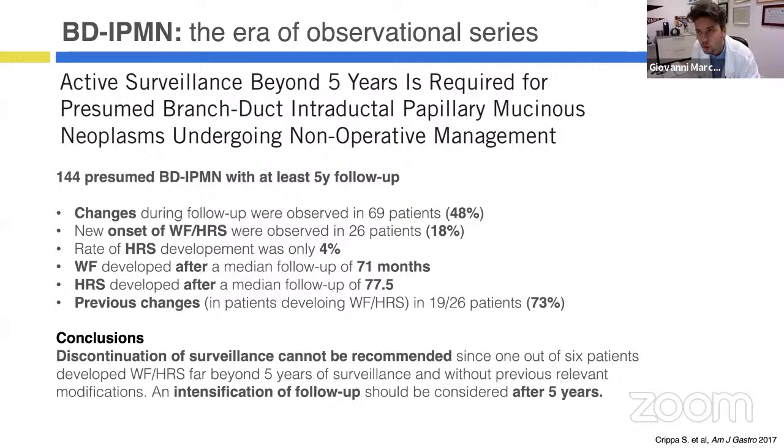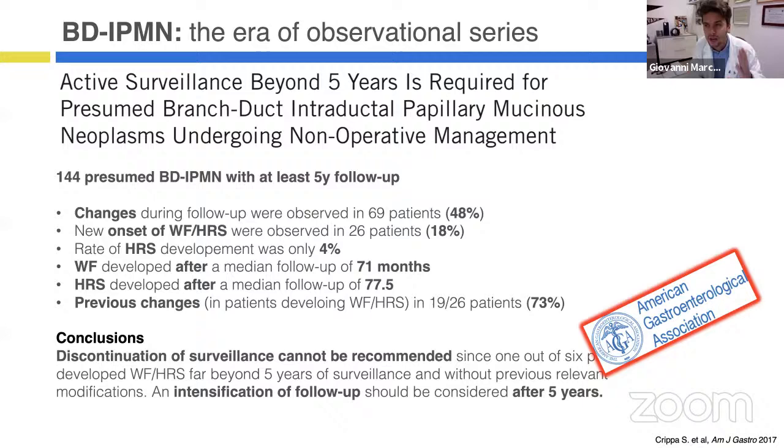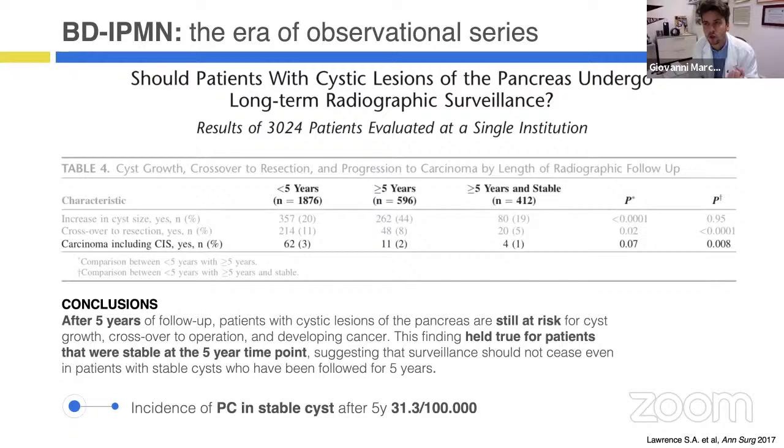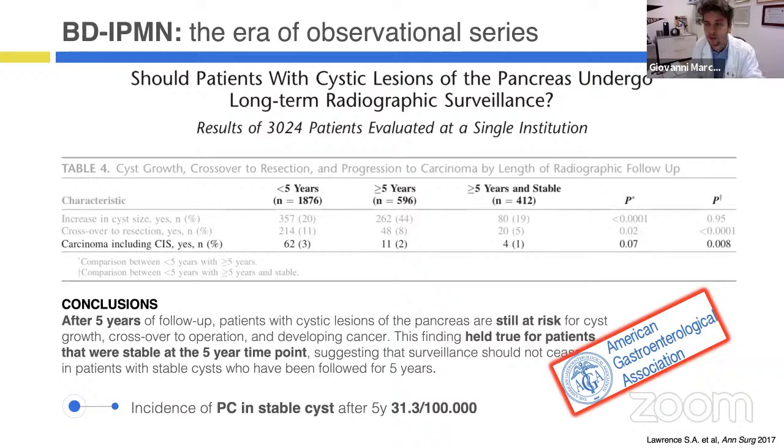We now go back to Europe. This is a study from the group of the San Raffaele Hospital in Milan, and you see that active surveillance, even beyond 5 years, is required because cancer can take place also after 5 years. So once again, red light to the AGA policy. We now go back to the United States. We're now at the Mayo Clinic, with more than 3,000 patients evaluated. And once again, even in the stable cyst, after 5 years, the rates of malignancy are relevant. So once again, follow-up should continue until the patient is surgically fit.